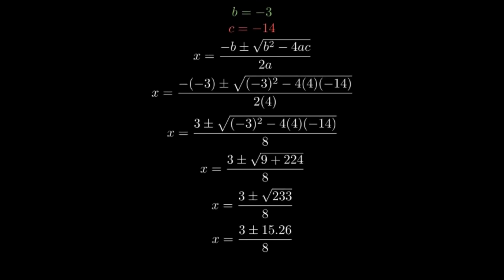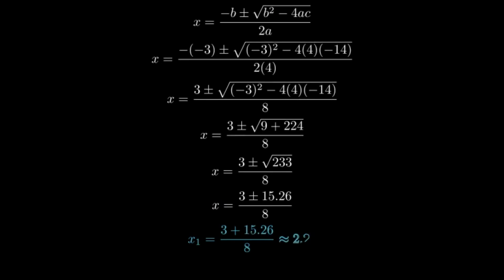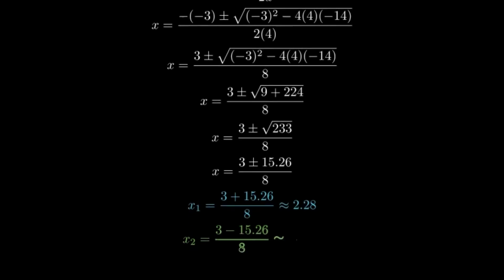This gives us two solutions. For the plus sign, we get (3 + √15.26)/8, which is approximately 2.28. For the minus sign, we get (3 − √15.26)/8, which is approximately negative 1.53.